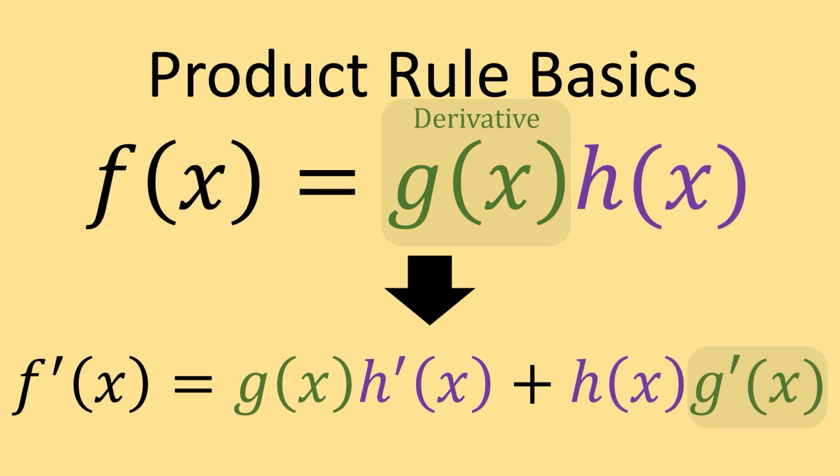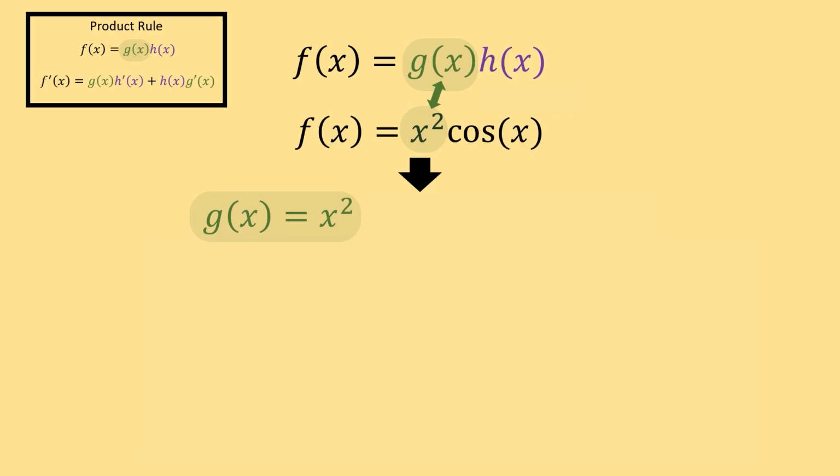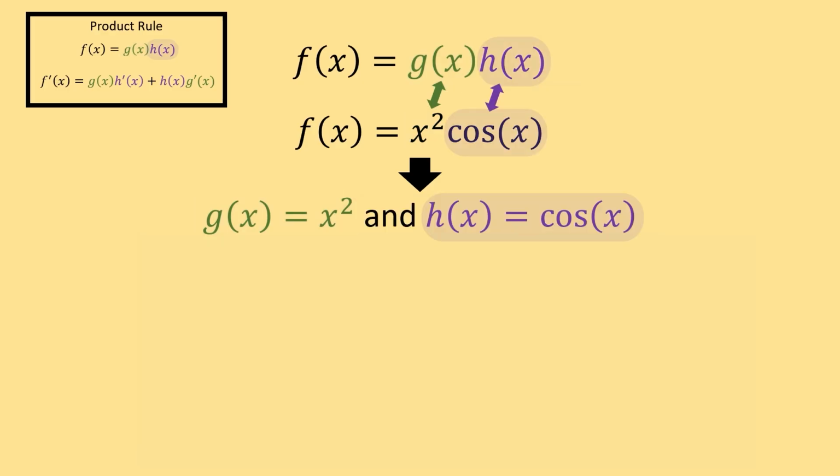So why don't we work with an example? Let's look at the function f of x equals x squared times cosine of x. Here, we can think of f of x as the product of two functions. Say g of x, which is x squared, the first function, and h of x, which is cosine of x, which is the second function.